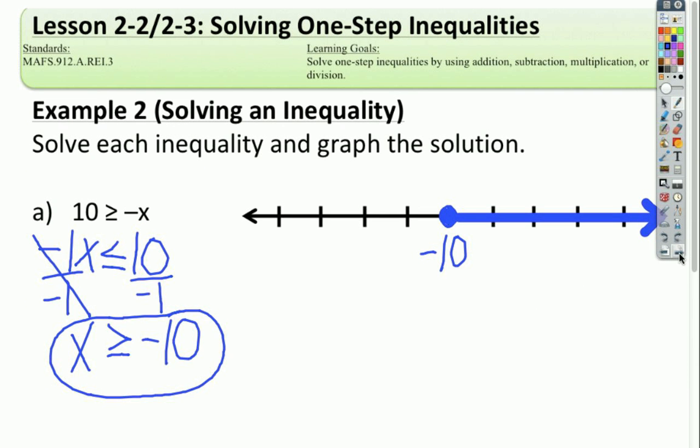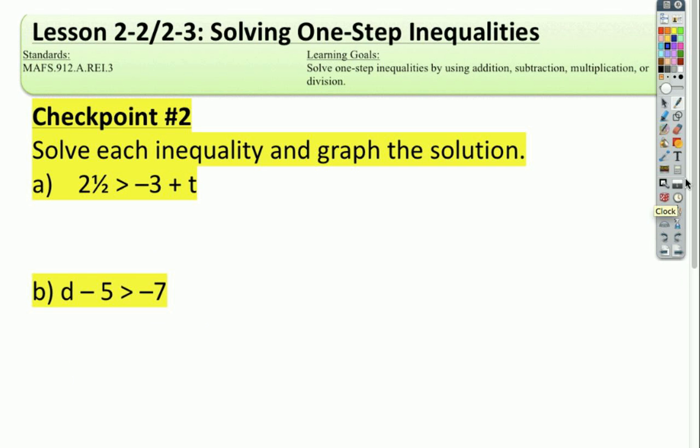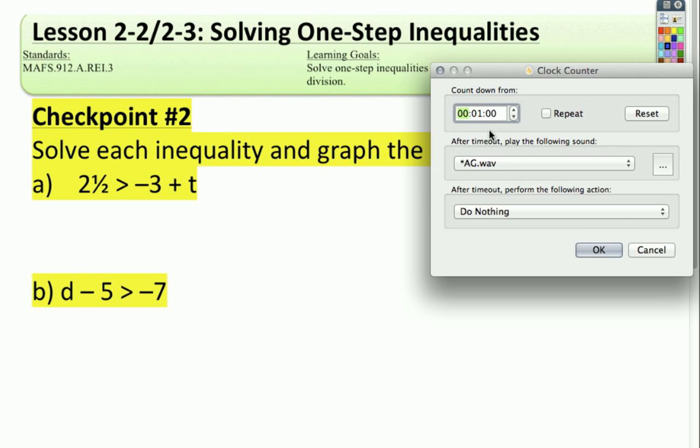So let's see how you do on your own. Checkpoint number 2. You got 3 minutes for 2 questions.